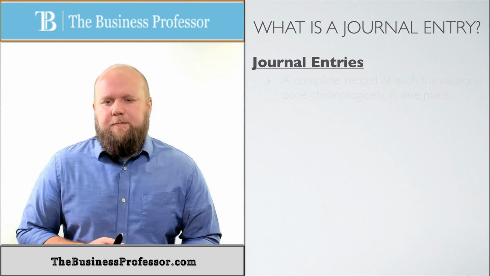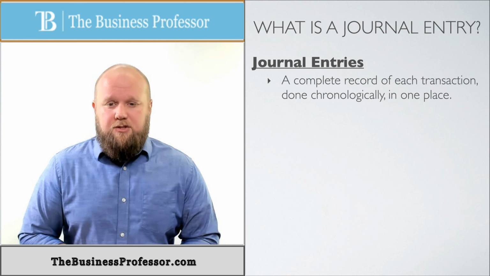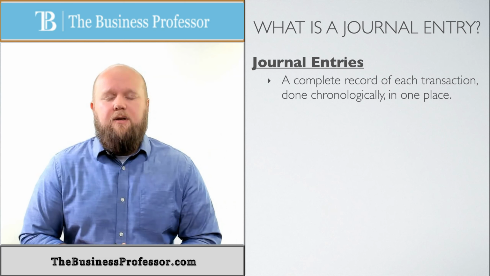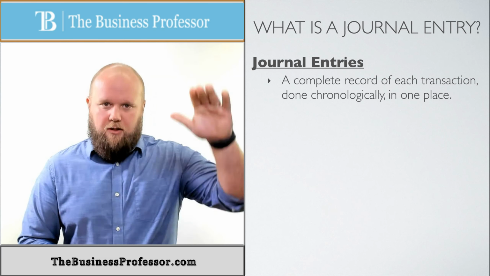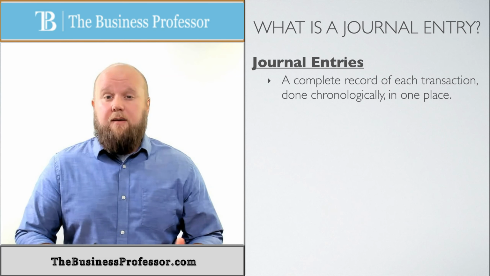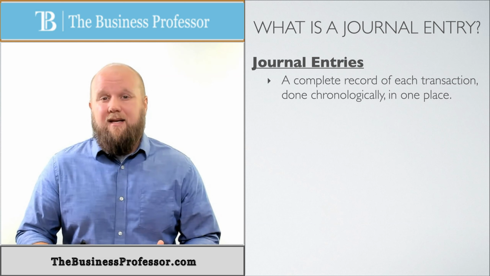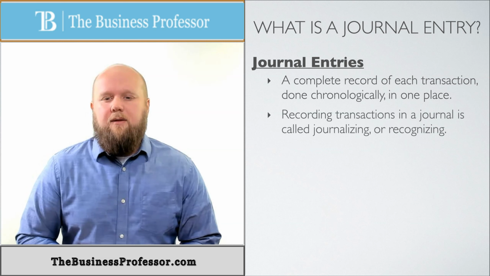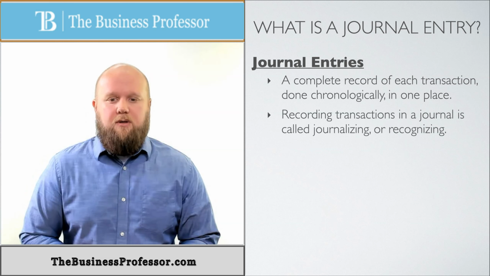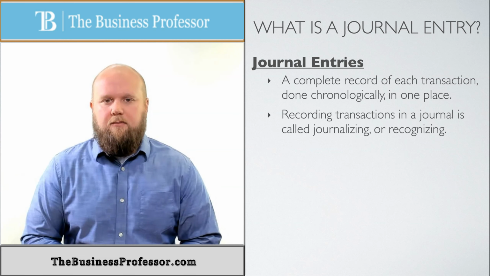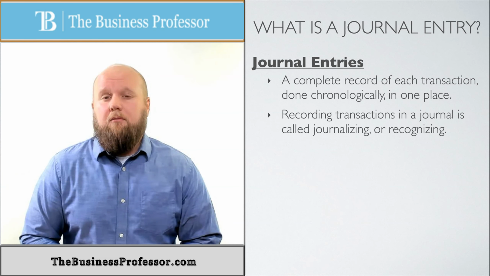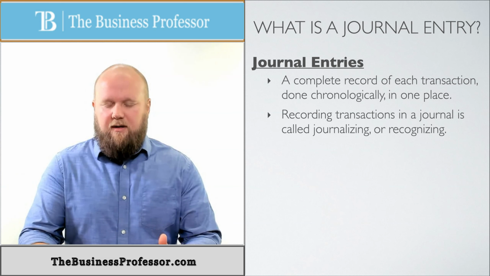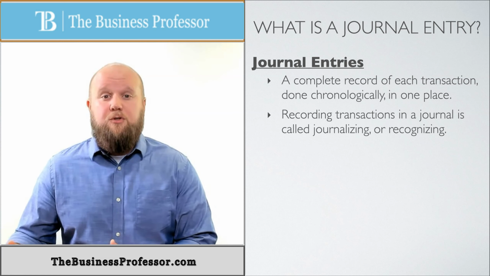A journal entry is a complete record of each transaction. So they're done one at a time, and they're done in chronological order in one place. So it's just a long sheet that has all of our debits and our credits in a journal entry form. Again, this is telling the story, not the calculation side of it. Recording transactions in a journal is called journalizing. Again, real creative there. Or what we call recognizing. So if you hear something or it asks you to recognize something, that is dealing with journalizing.